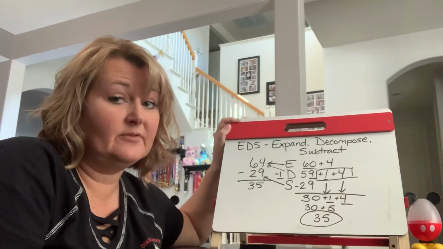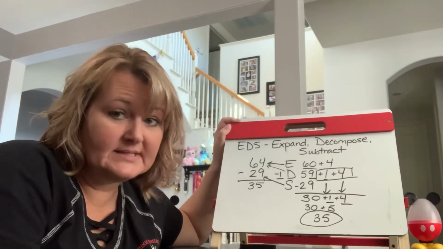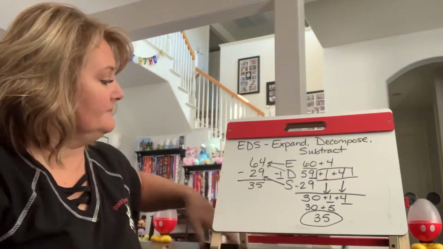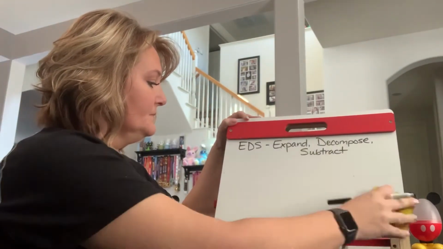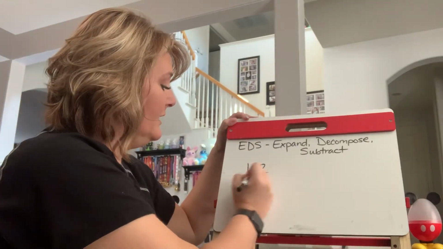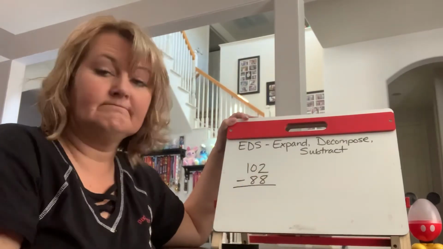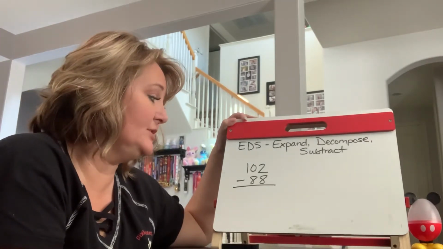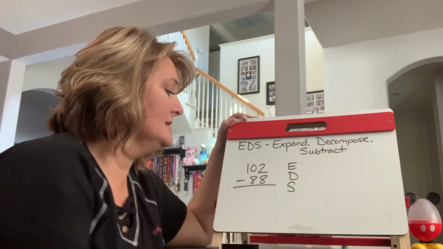So I just gave you a lot of information. So let's go through it again. We'll review the things that we need, and we'll see how it works for different numbers. In this case, we will do 102 minus 88. Again, we can't take our 8 from our 2, so we need to find a different way to do it. So we are going to expand, decompose, and subtract.